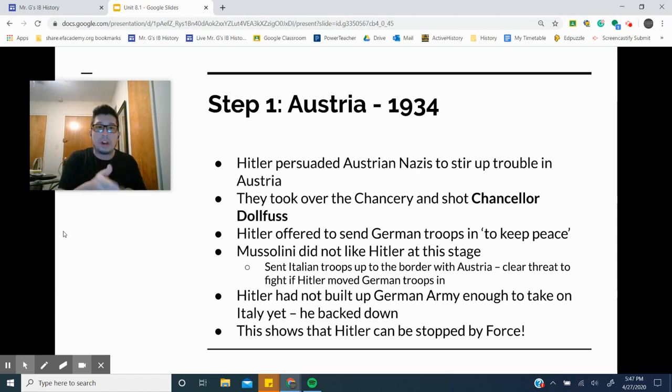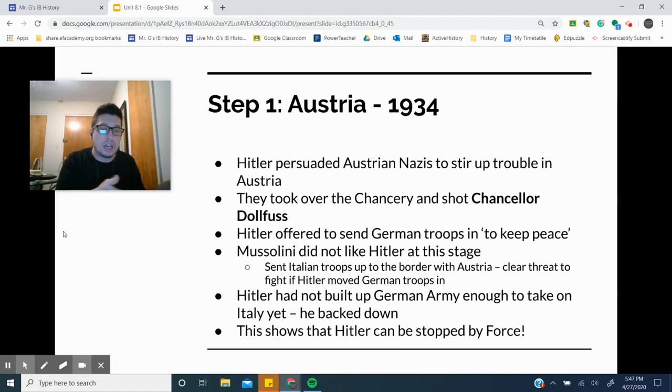If you remember Hitler's goals, he had 2 goals in the expansion of Germany. 1 was Lebensraum and 2 was Großdeutschland. So Austria has German-speaking people in it. He is Austrian by birth, right? German by blood, Austrian by birth. So he really wants to have a political union with Austria again.